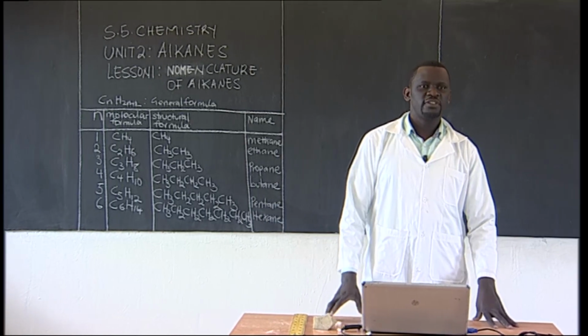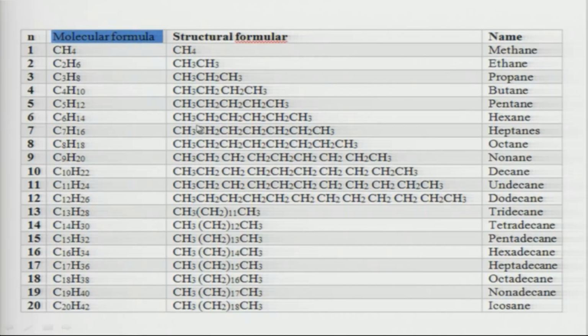So we are going to look at more examples here. If you look at your screen, you see we have stopped on number 4. So number 7, we shall call it heptane, or you can call it septane. So we have octane. Octane is number 8, with 8 carbon atoms. We have nonane with 9 carbon atoms.